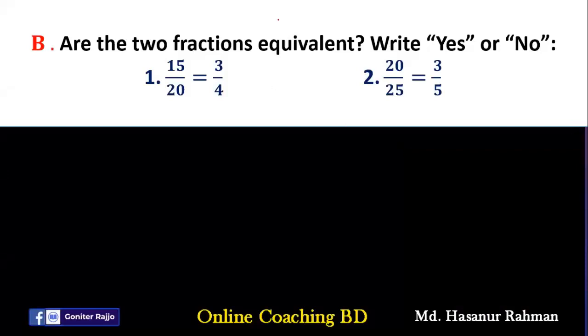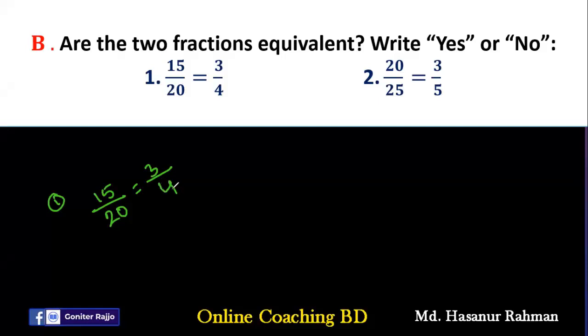Number B. Number B says, are the two fractions equivalent? Yes or no? That means we have to identify whether these fractions are equivalent or not. So how can we solve it? Number 1. 15 divided by 20 is equal to 3 by 4.